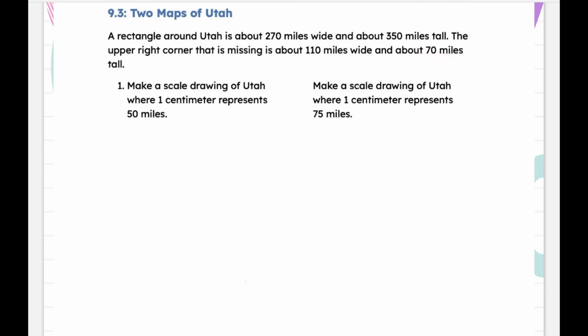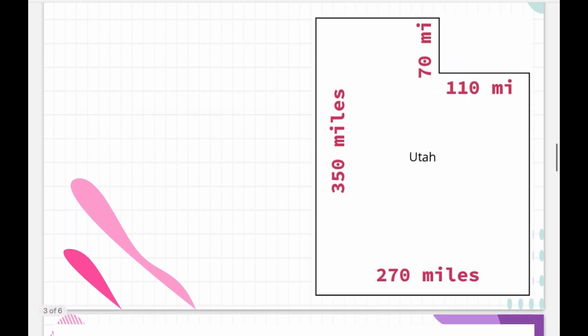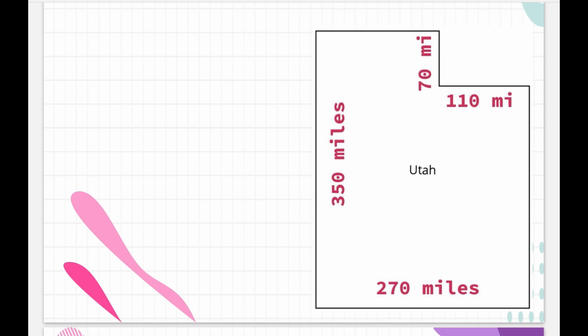So again, if I envision this Utah being a rectangle, I know that that rectangle is 350 miles tall and about 270 miles wide. And I know that there's this chunk that is cut out, and that chunk that's cut out in that corner is 110 miles wide and 70 miles tall. I keep saying M for meters, but it should be MI for miles. So that is what I'm going to see labeled here, much neater. So there's the measurements of Utah. Again, you can see the rectangle and you can see the chunk cut out.